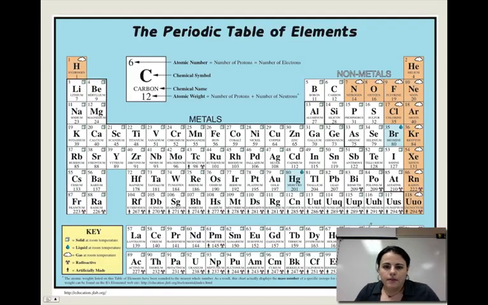So looking at the periodic table, if we take titanium, here's the atomic number. That's the number of protons. So there's 22 protons. I know automatically that there's 22 electrons. Copper, there's 29 protons. There has to be 29 electrons. Nitrogen, there's 7 protons. There are 7 electrons.